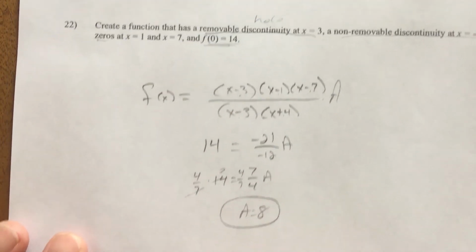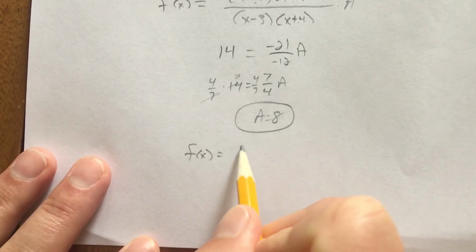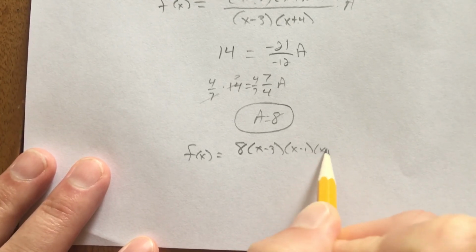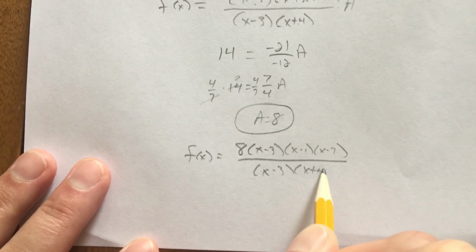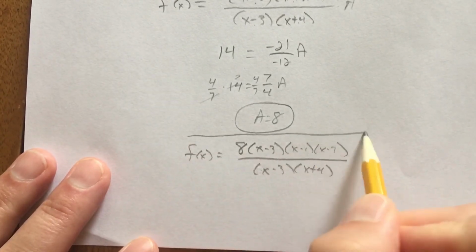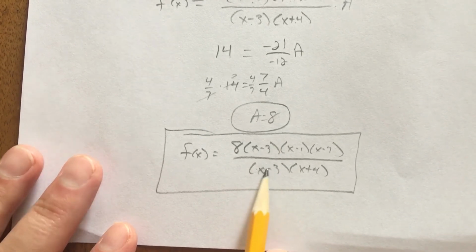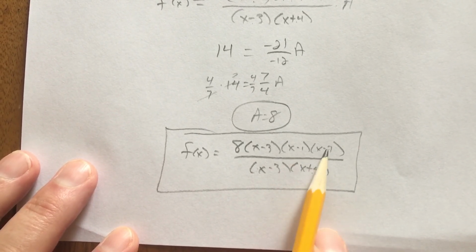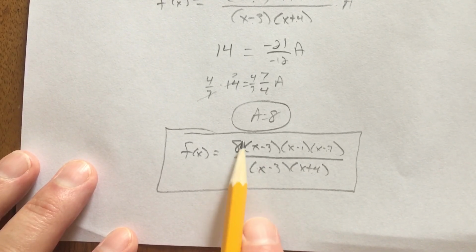So here's my final function then. F of x equals 8 times x minus 3 times x minus 1 times x minus 7 all over x minus 3 times x plus 4. And again, all the pieces are there. The removable is at 3, the non-removable at negative 4, the zeros at 1 and 7. And if I put 0 in for x and let this all multiply, 8 will be my answer.